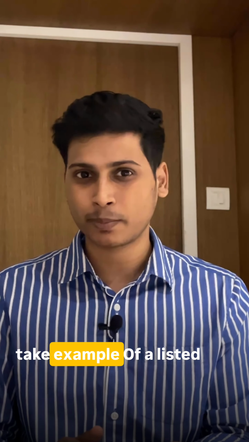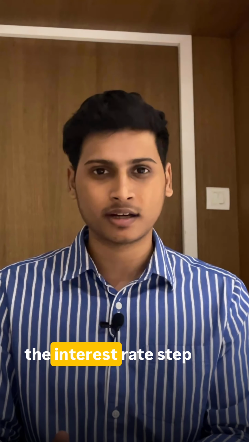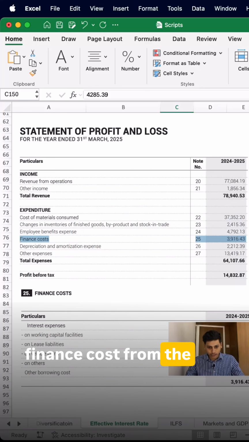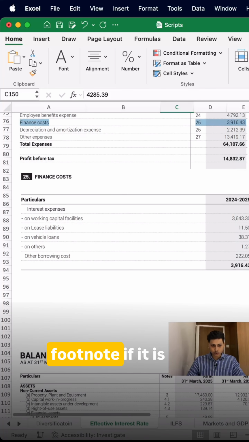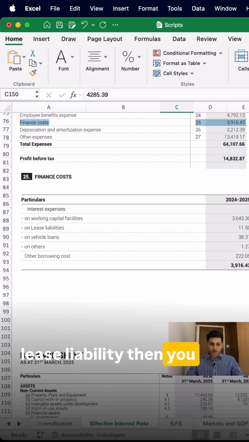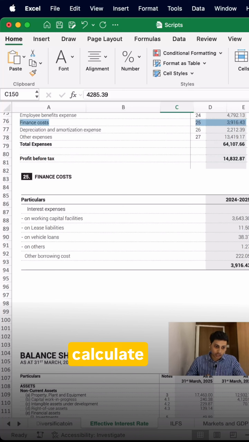Let's take the example of a listed company called Manorama Industries to calculate the interest rate step by step. You will take the finance cost from the income statement. Here it is 3916.43, and if the footnote mentions that interest cost includes lease liability, then you will also have to include the lease liability in the debt portion because it is now treated as debt.